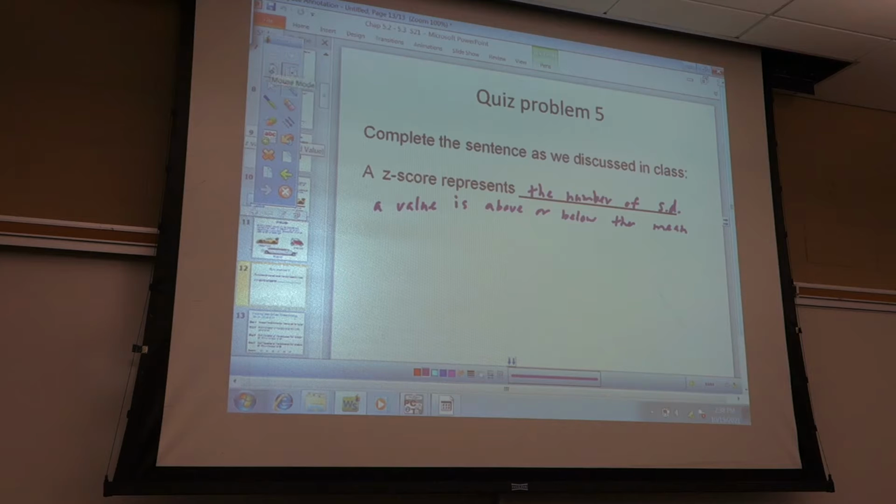What's the likelihood this will be on the exam? 100%. Why is it on the exam? Because it's really important. You need to wrap your head around the idea of what a z-score is and what it stands for.